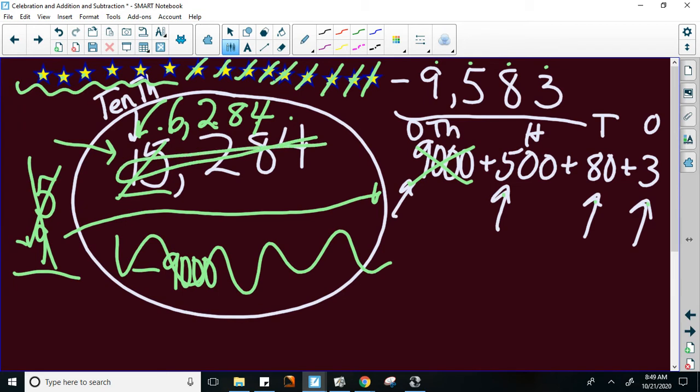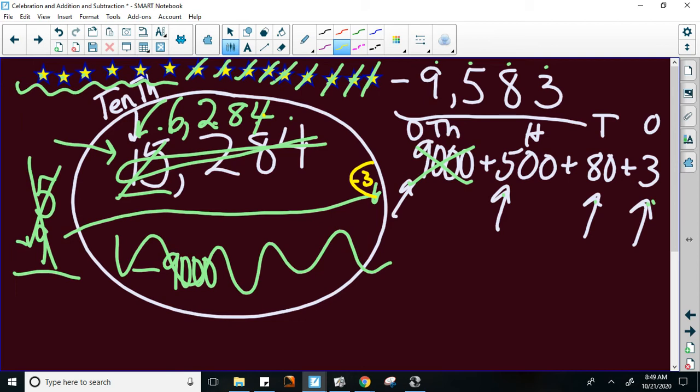Okay, I now have 6,284. Should I do the 500? You know what? I'm going to go with the 3 because it looks really easy. I only have 4 there. So I think this time I'm just going to take away 3, and it's probably just this little chunk right here because 3 is 3 ones. It's pretty small. It's probably even smaller than that, but I can't draw that small.